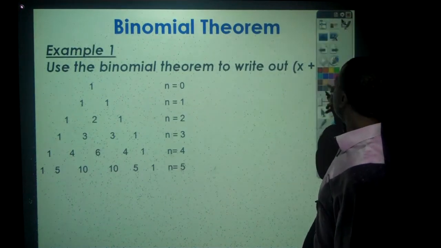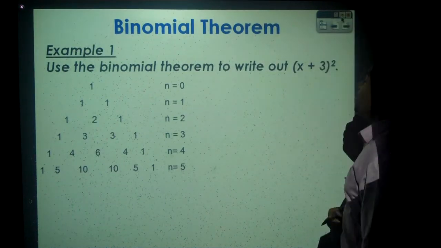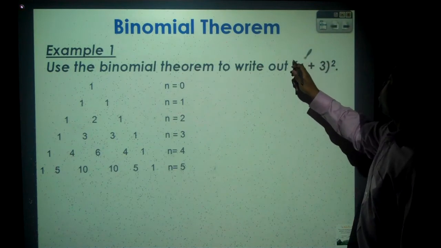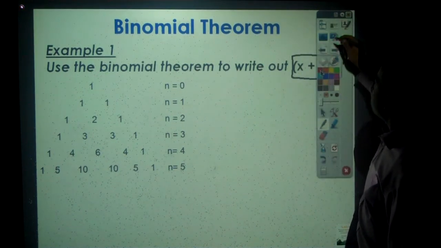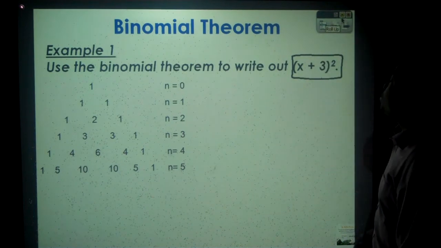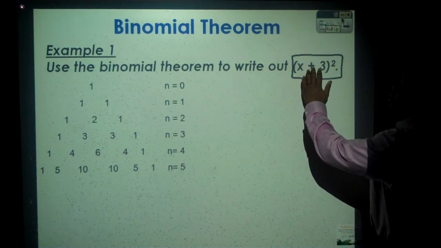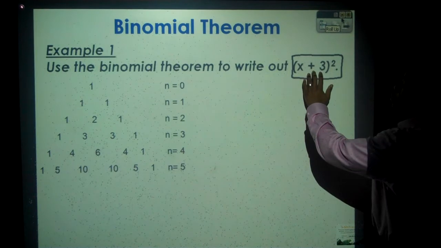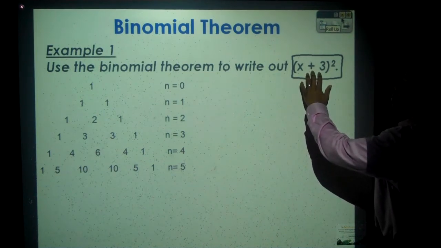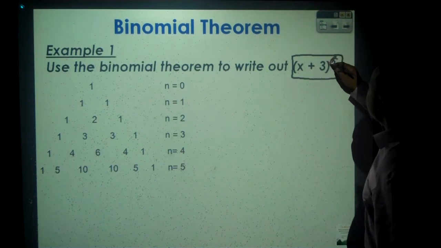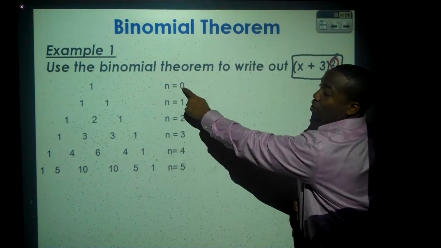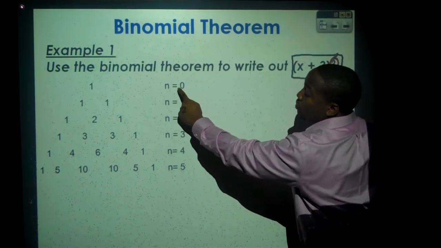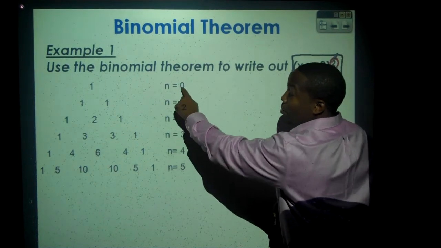So first things first, what are we trying to expand? We are currently trying to expand this right here, right? And let me change color for a second. We want to expand this. So we've got to figure out what exponent corresponds with what row on the Pascal's triangle. So this is a 2. So we've got to go here, at 2. Now remember, it always starts at 0. So 0, 1, 2.